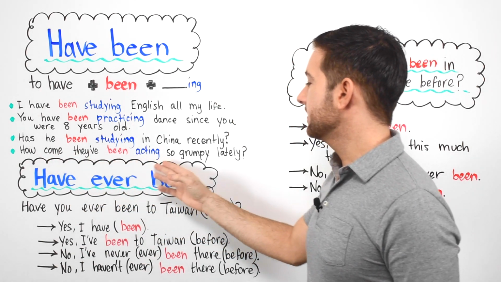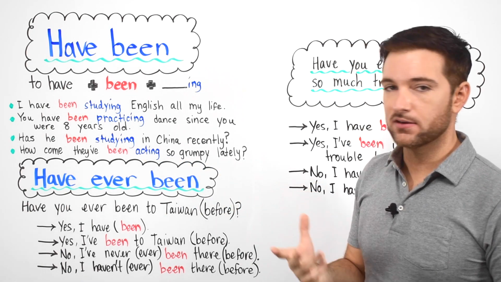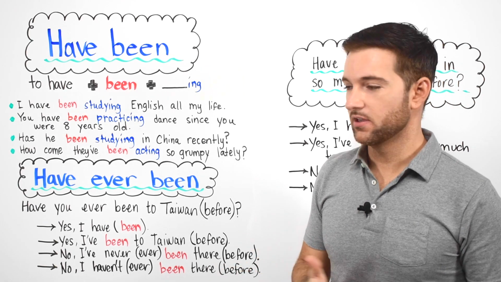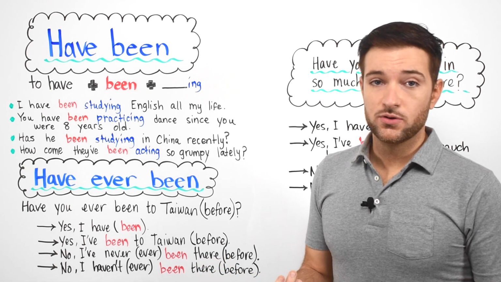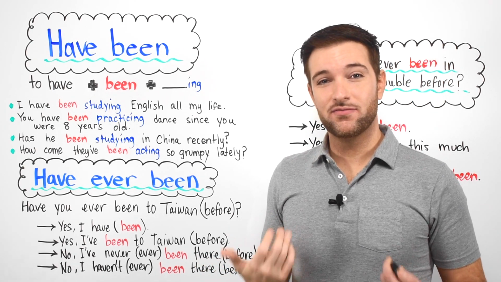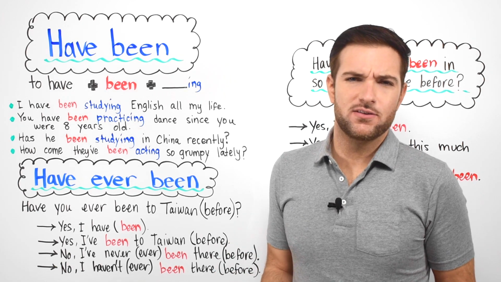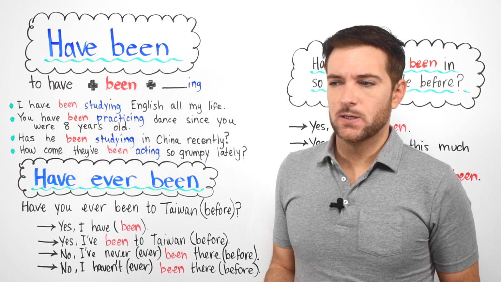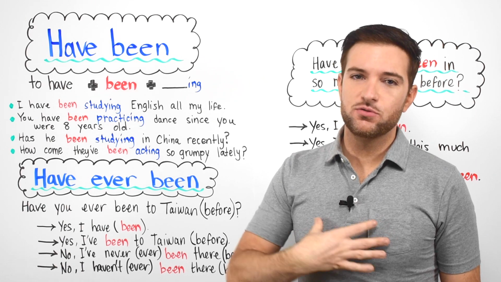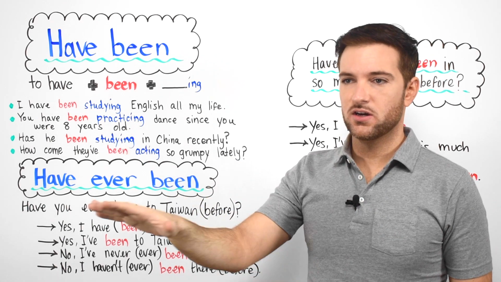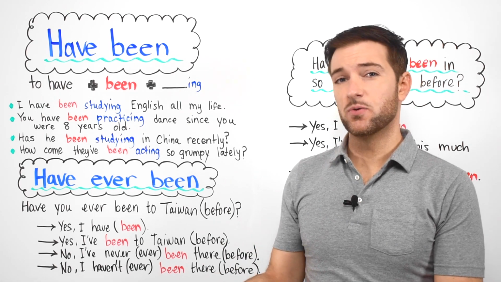How come they've been acting so grumpy? Acting refers to your behavior. We're not talking about actors or actresses in Hollywood. We're talking about somebody's behavior. So somebody can act happy, if they are behaving happy, or you can act angry, right? You're very upset. You don't use it for yourself, but you use it for other people who are around you, okay? You're making a reference to somebody else's behavior, what they're acting like.